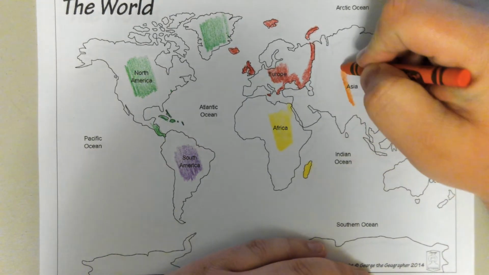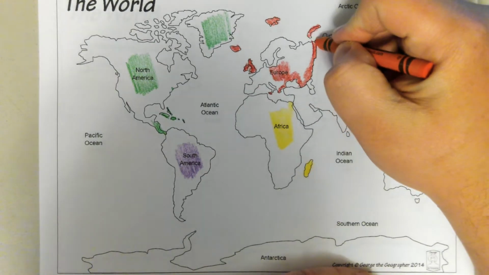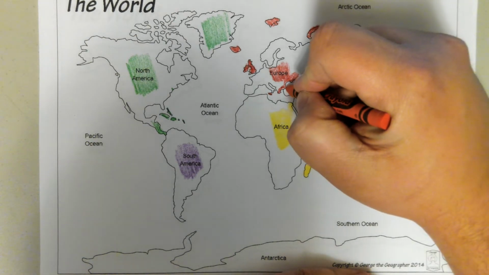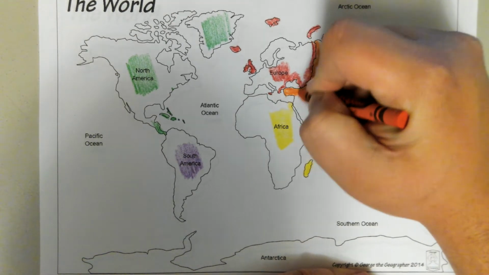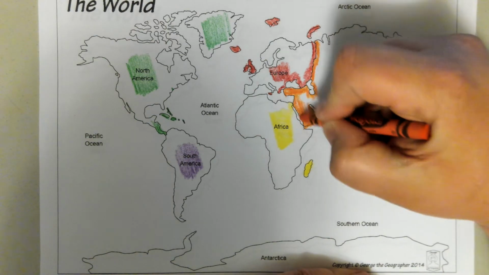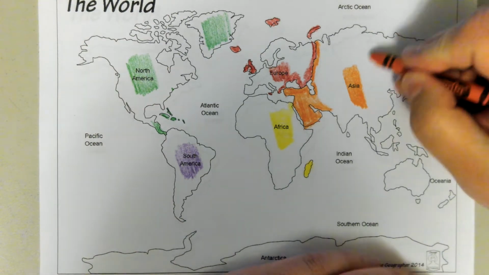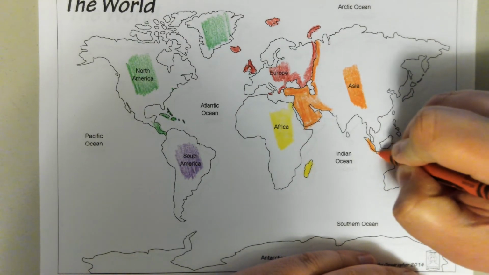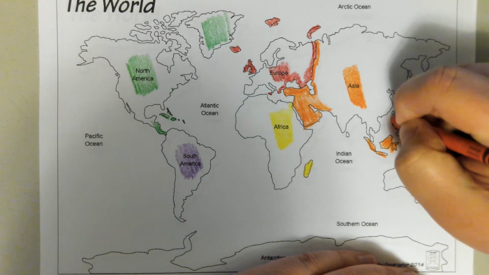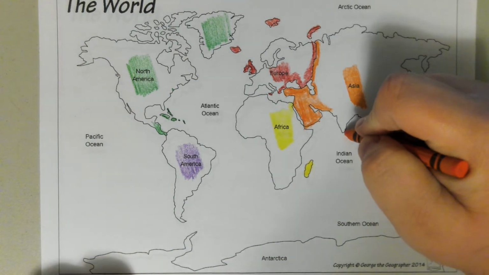Asia is going to be orange. Asia is the largest continent and also has the most people. Asia is a hard one because there are lots of borders that we have to go around for Asia. And I just want to show you where Asia begins and ends. So right here is all part of Asia. Okay? This is all Asia. And most of these islands down here are as well. Okay? So those are all part of Asia.